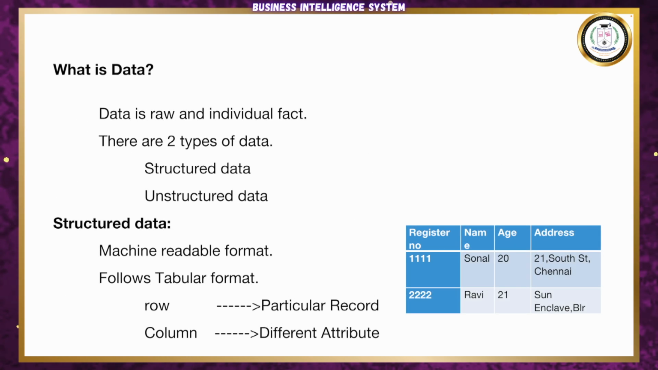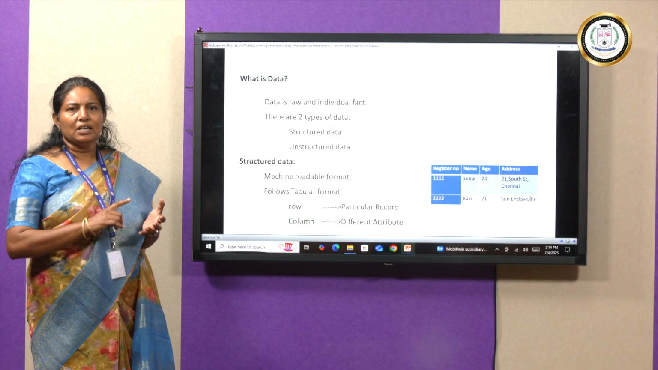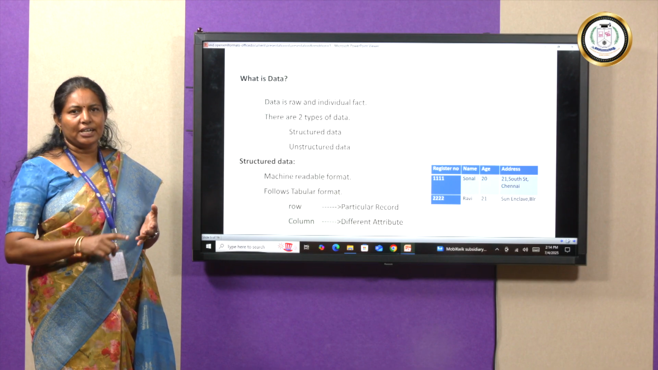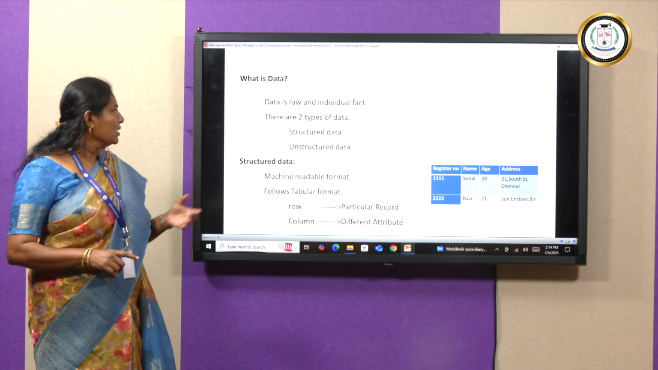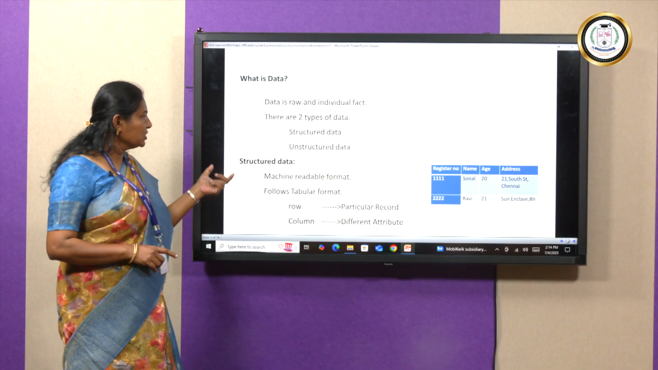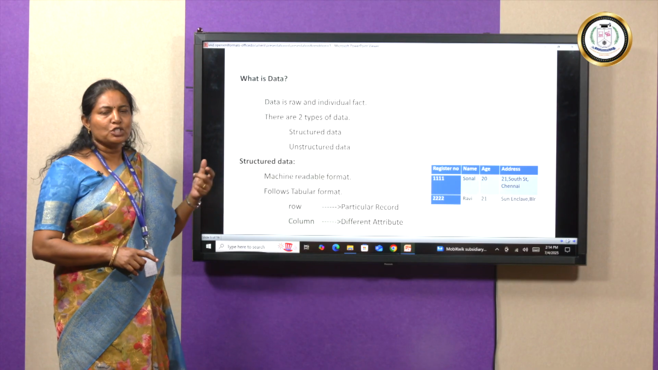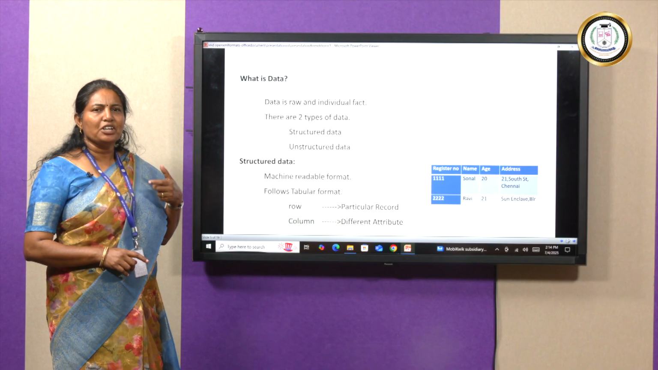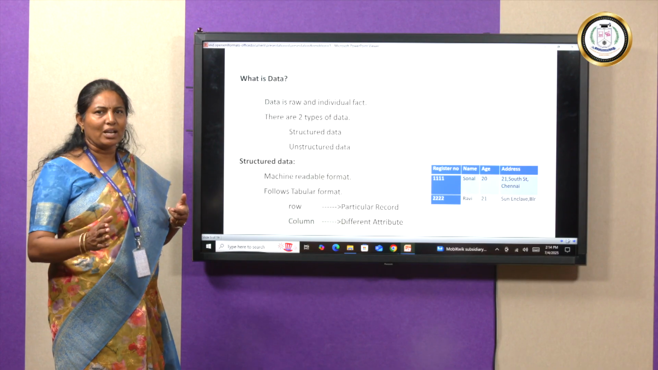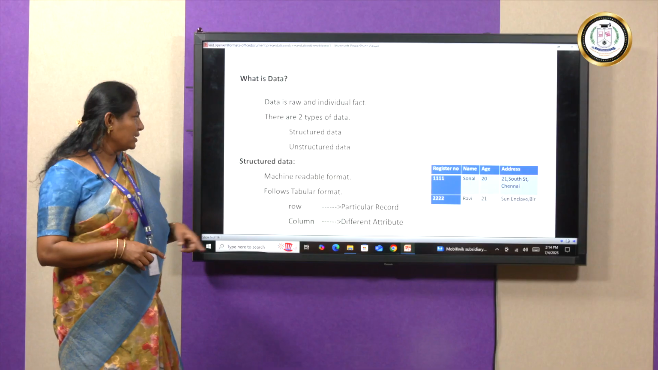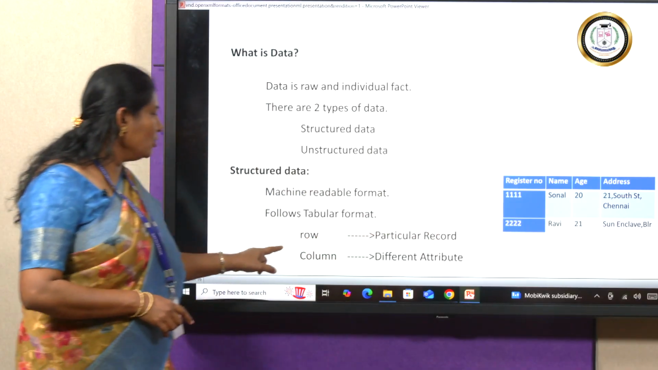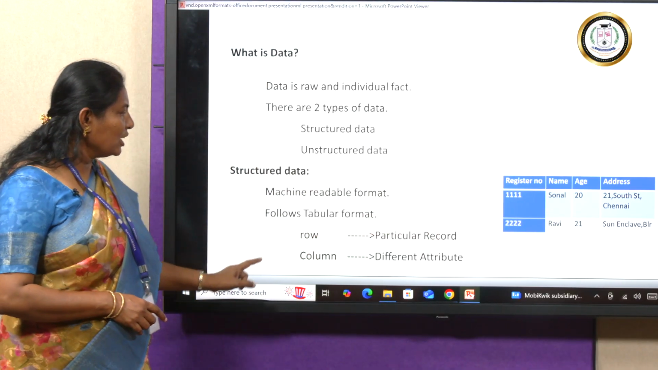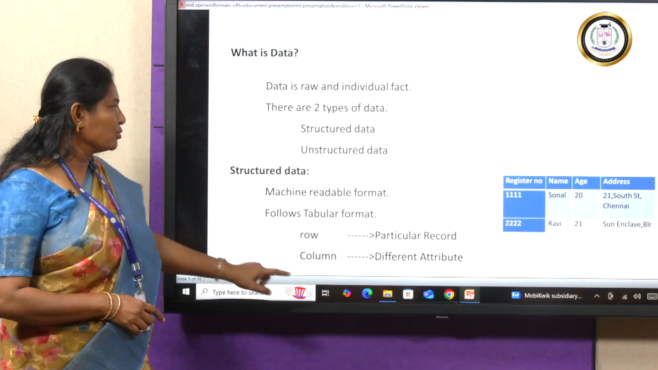Basically, what is data? Data means raw and individual facts. Normally, data is divided into three types: structured data, unstructured data, and semi-structured data. Structured data is in a machine-readable format which follows a predefined format. Here we store the information in rows and columns, so that is table format like this. A row indicates a particular record and a column indicates different attributes.